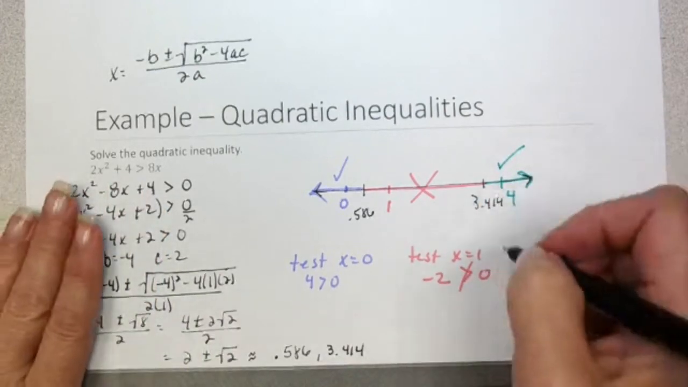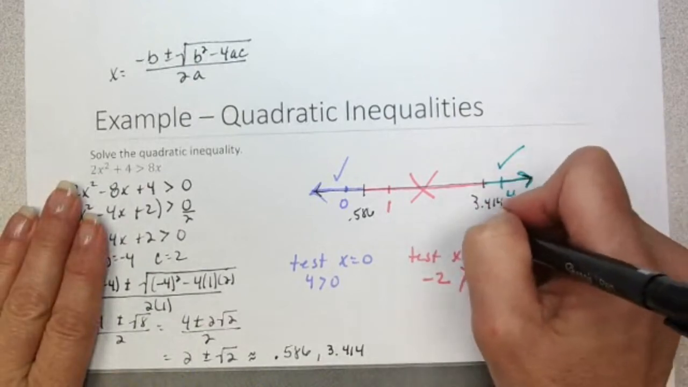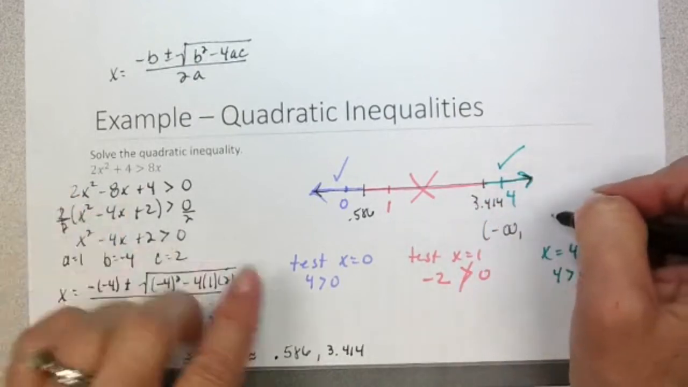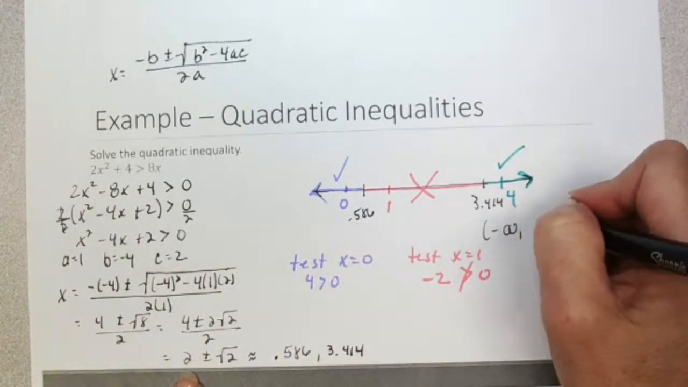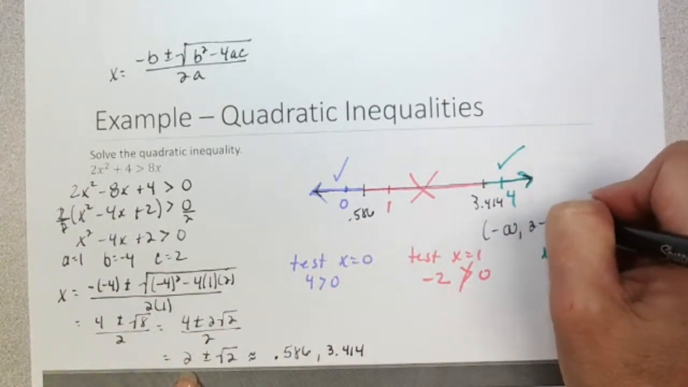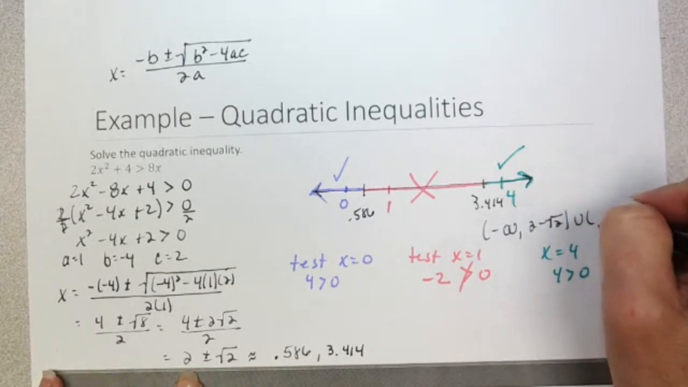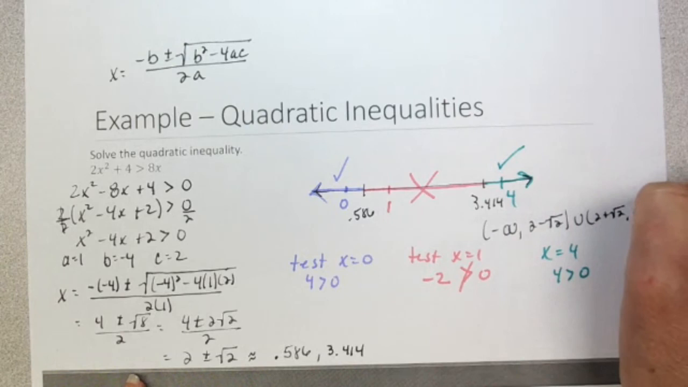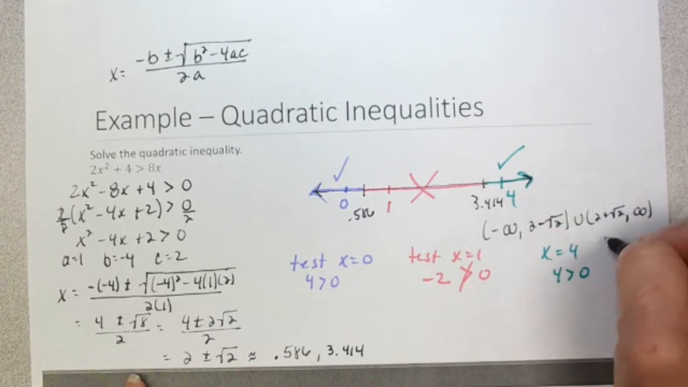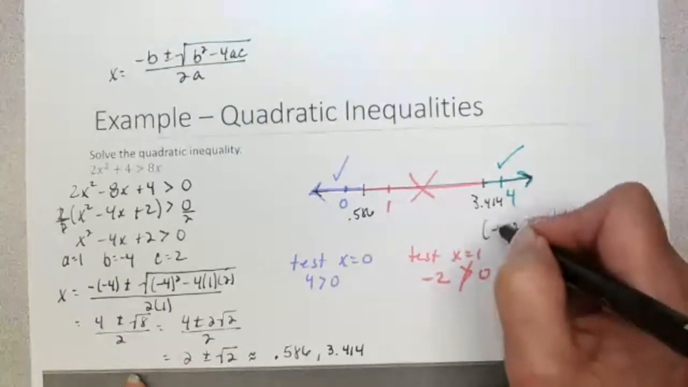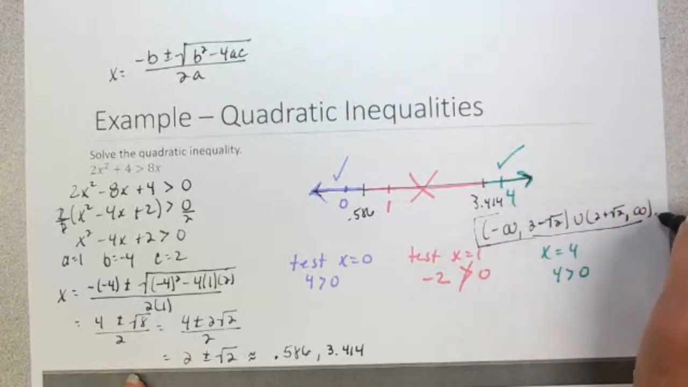Okay, so my solution here then is going to be negative infinity to 0.586, or if I want the exact answer, I could say 2 minus the square root of 2 in union with 2 plus the square root of 2 out to positive infinity. So negative infinity to 2 minus the square root of 2 in union with 2 plus the square root of 2 to positive infinity, if I want to put this in exact form.